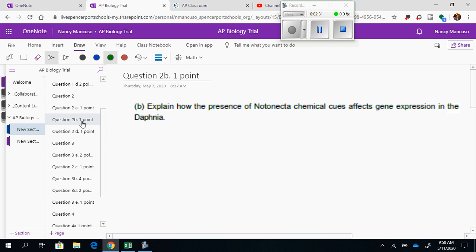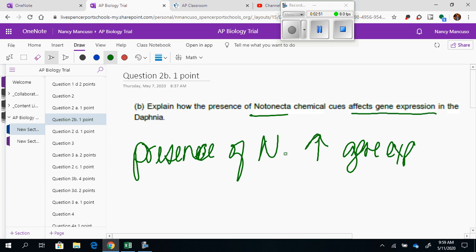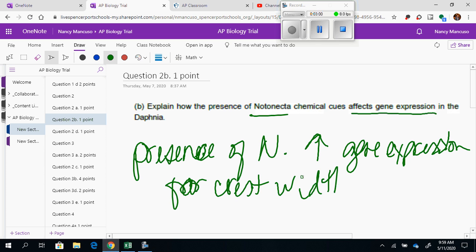All right, explain how the presence of the N chemical cues affects gene expression in the Daphnia. So the presence of N, again, I would write out that whole thing, increases the gene expression for crest width and height. Okay, so it enhanced the expression, or it increased the expression, of the crest height.